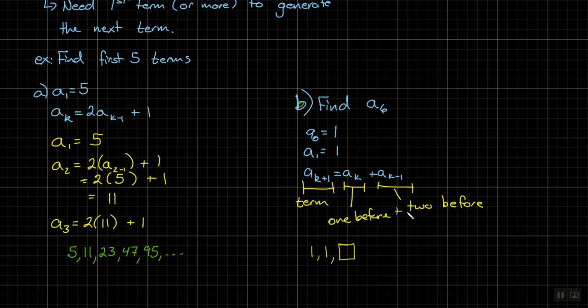Plus, what's 2 before this? Sorry, what's 1 before this list? 1, and what's 2 before it? 1, and if you add them... So 1 plus 1 gets me to 2. Now let's add these two to get our new blank spot.